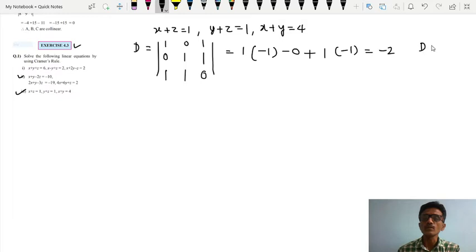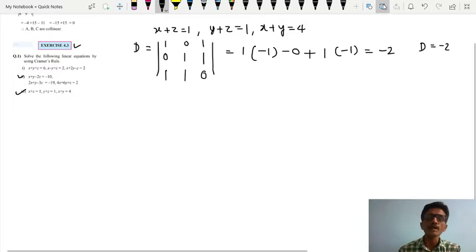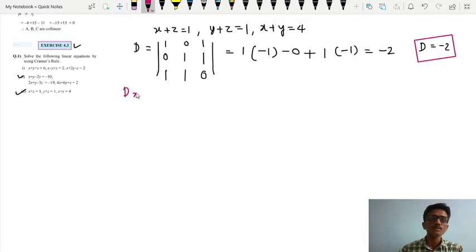So D is equal to how much? Minus 2. Yes, students. So our D is equal to minus 2. Next, you have to find dx. So dx is equal to what? See here. We replace the coefficients of x by the constants. The constants are 1, 1, 4.